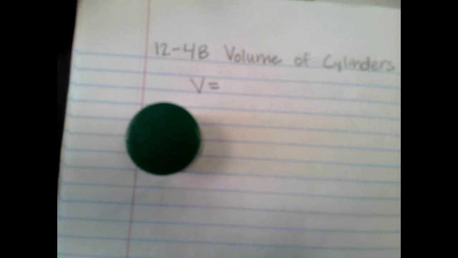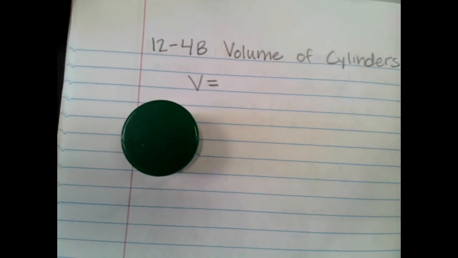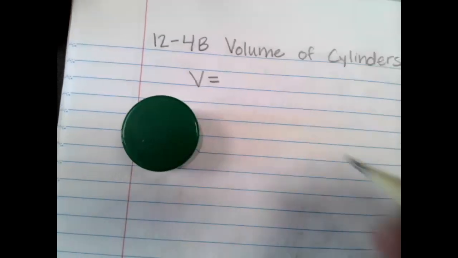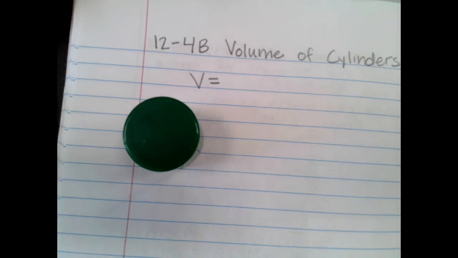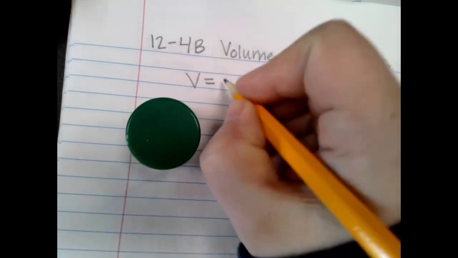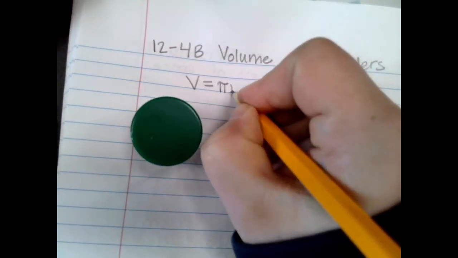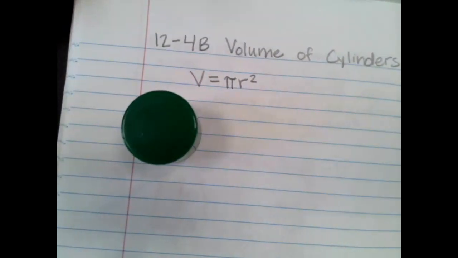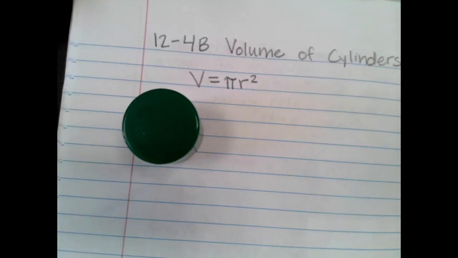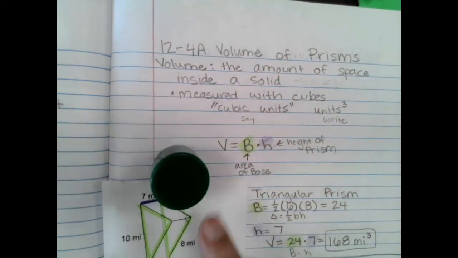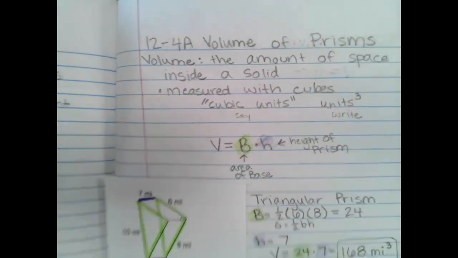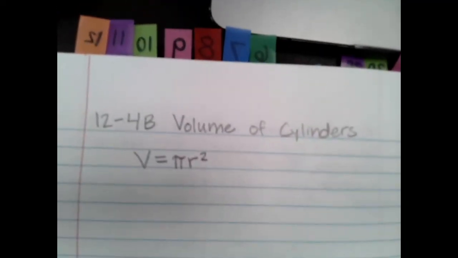What's our formula for a circle? Yeah, pi times radius squared. So that's the area of the base, which is exactly what we did yesterday. Yesterday we did area of the base, and then we did times height. This time, just our base is a circle. So we're doing pi r squared times the height.